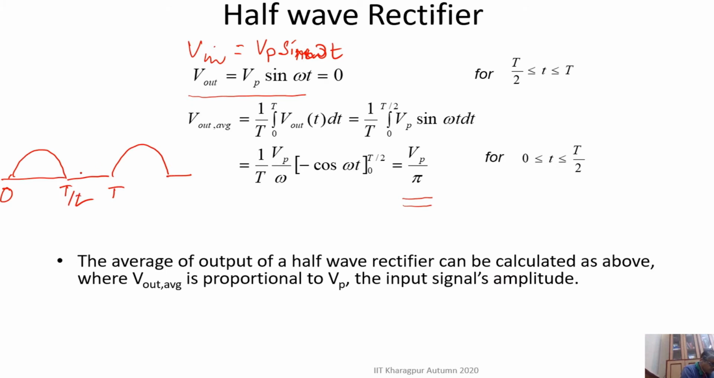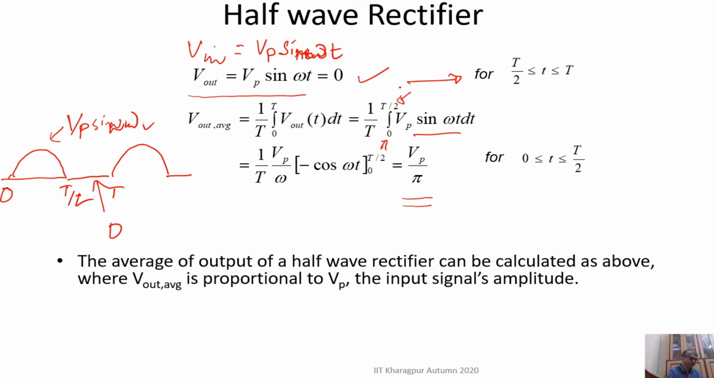So from 0 to T over 2, Vout is Vp sin omega t, whereas between T by 2 and T it is basically 0. So I have written it is 0 from T by 2 to T, whereas it is Vp sin omega t when it is between 0 and T over 2.